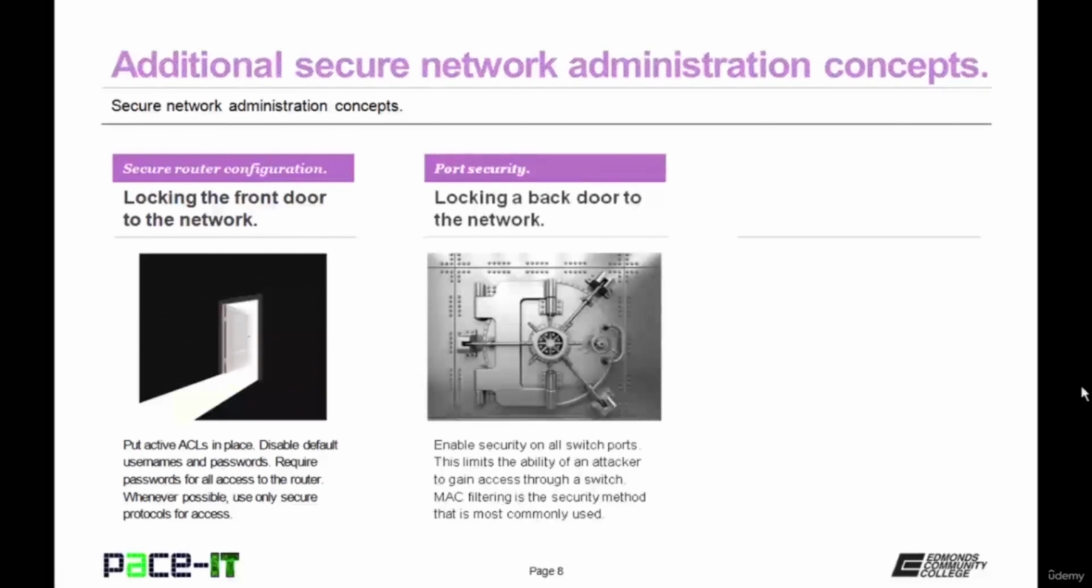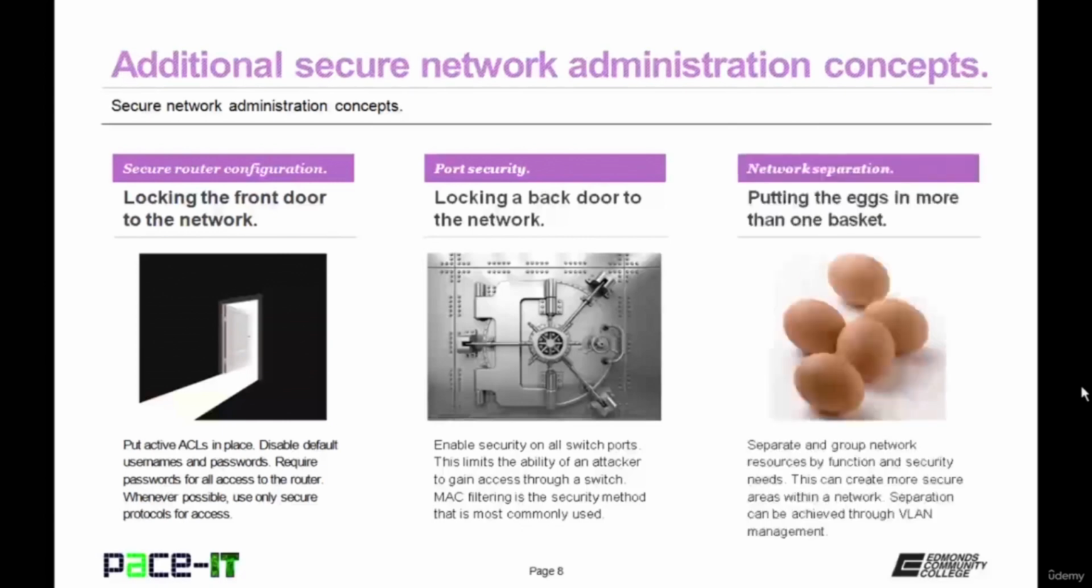Then there's port security on switches. This is locking a back door to the network. Enable security on all switch ports. This limits the ability of an attacker to gain access through an open switch port. MAC filtering is the security method that is most commonly used to secure switch ports.